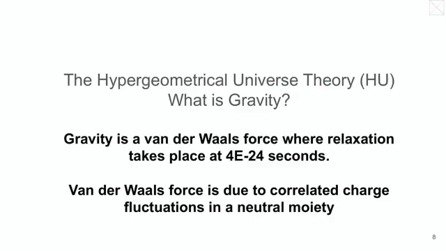What is gravity according to the hypergeometrical universe theory? Gravity is a van der Waals force where relaxation takes place at 4e to the minus 24 seconds. Van der Waals force is due to correlated charge fluctuations in a neutral moiety. What Einstein, Newton and all the other physicists missed is the absolute clock that the universe has and that HU unveils.